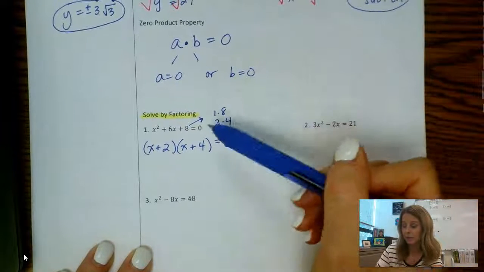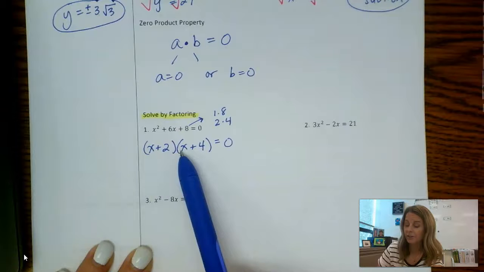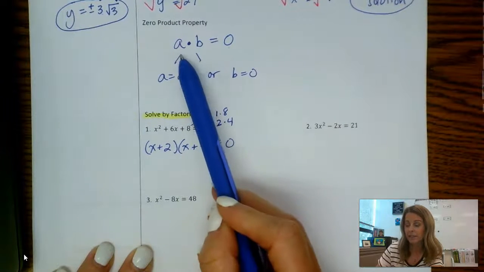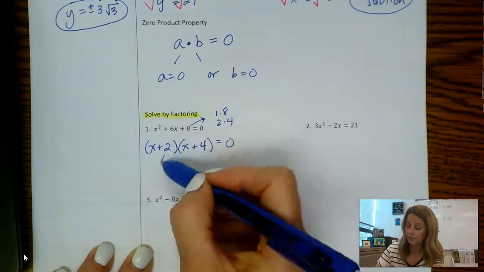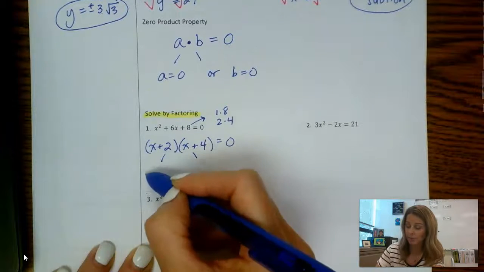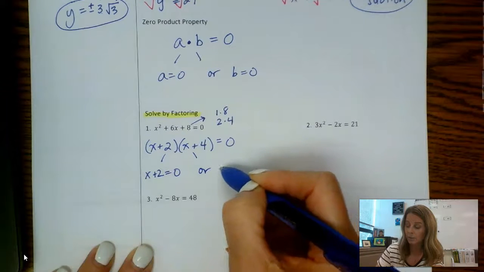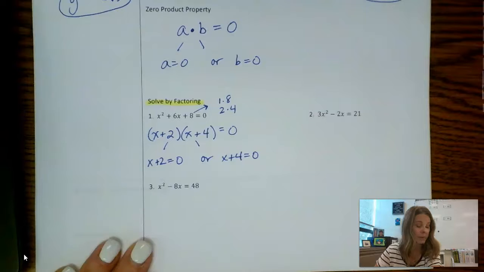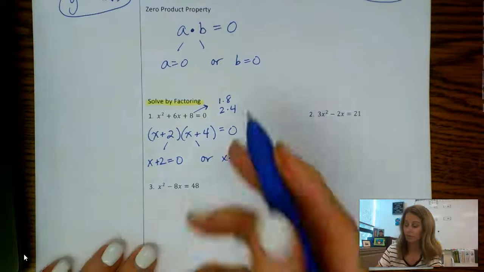Now I'm going to apply the zero product property. I have a factor times a factor equal to 0. So in order to solve for x, either A would be equal to 0 or B. I'm going to say x plus 2 is equal to 0, or x plus 4 is equal to 0. Then we would just solve these two simple equations, and those are our two solutions.